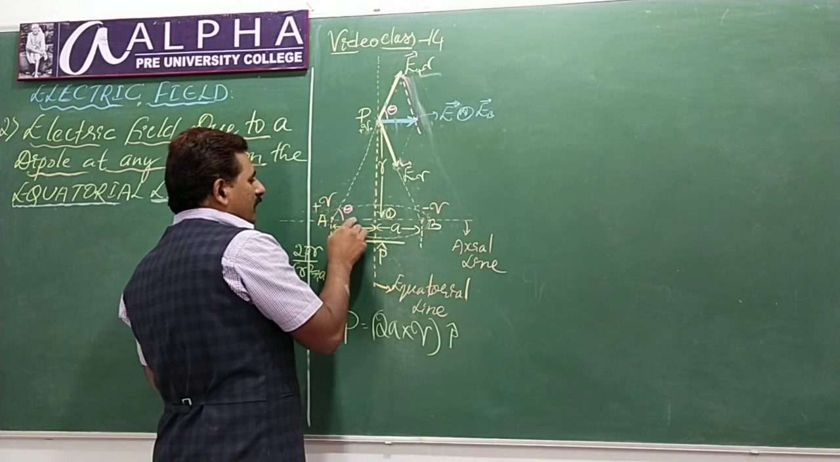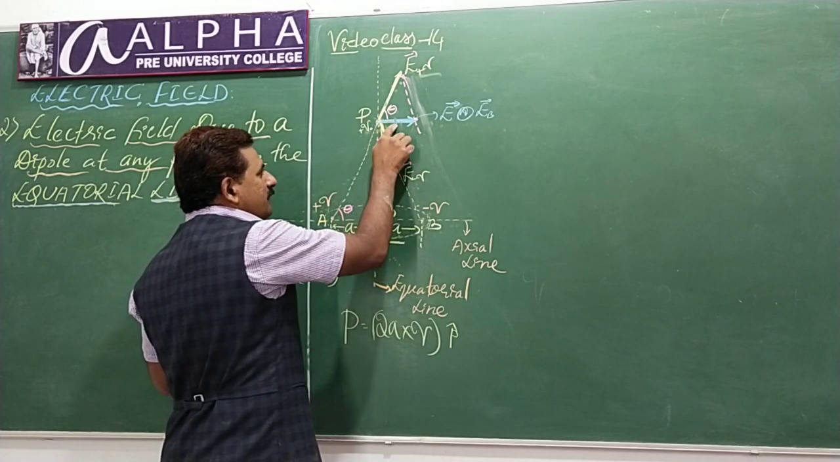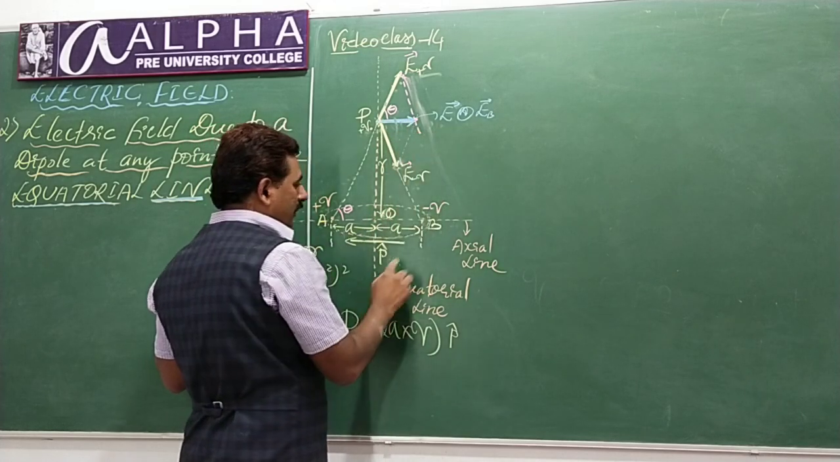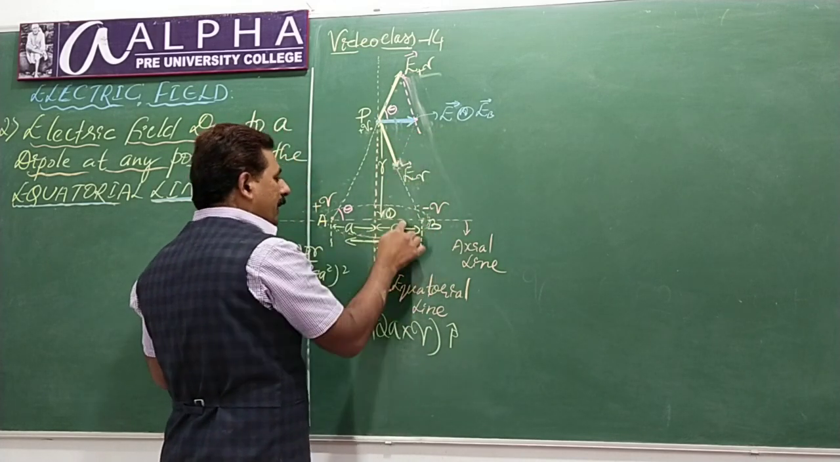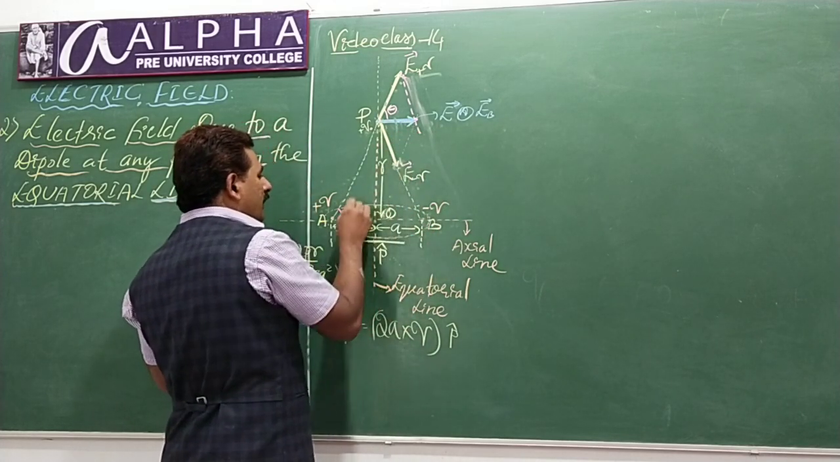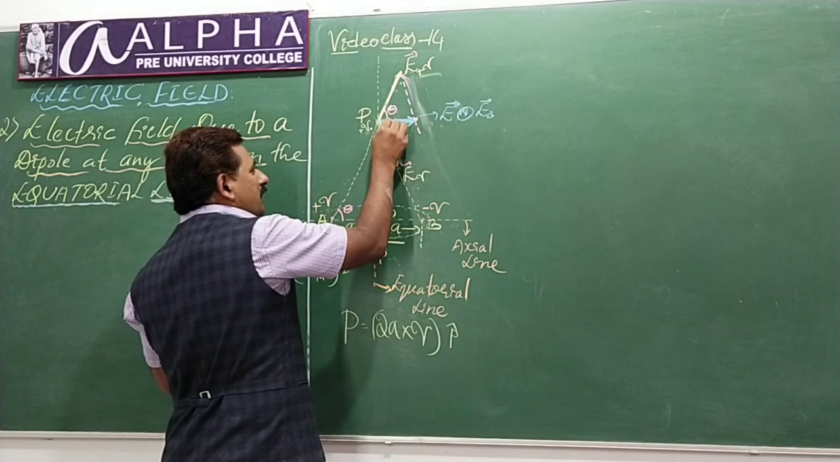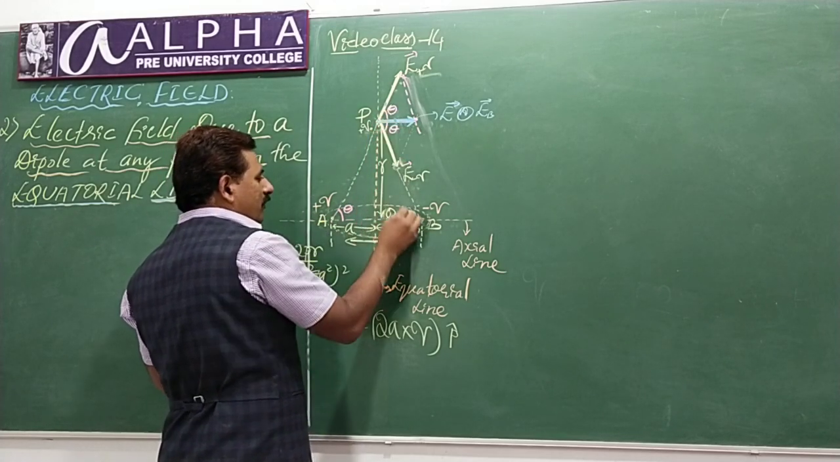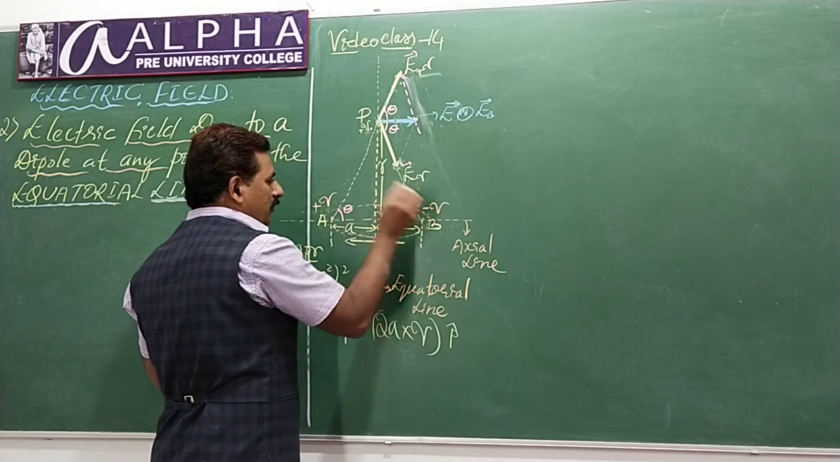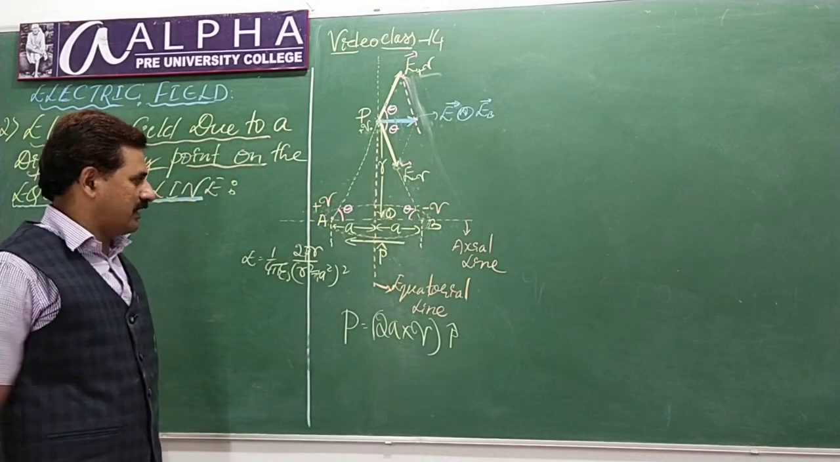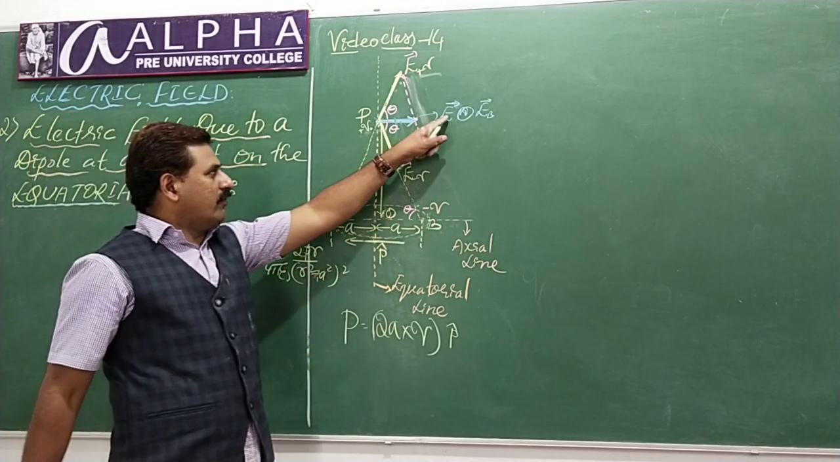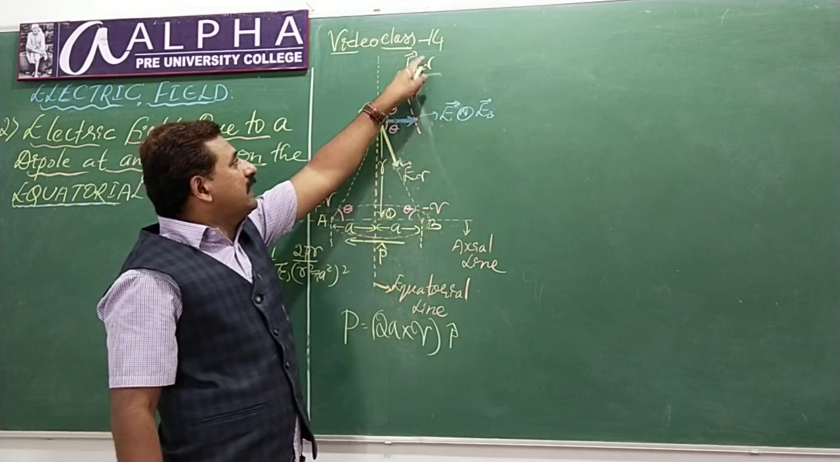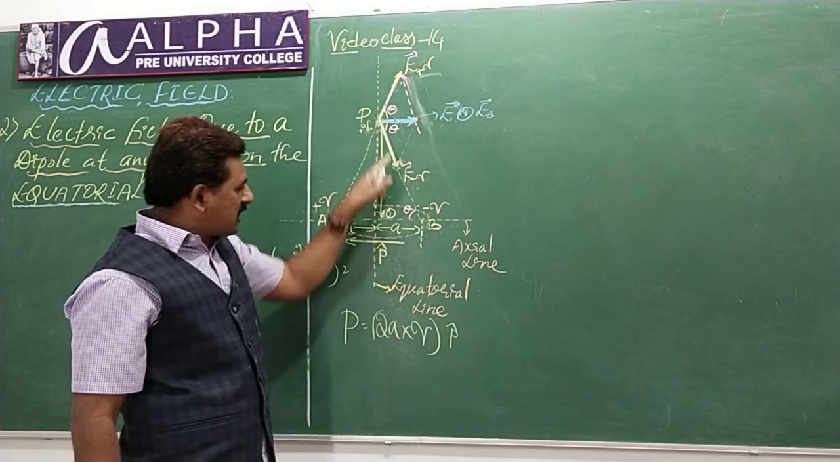That's why this and this means what? Resultant electric field. This is the axial line. Both are parallel. When these two are parallel, this angle will be equal to this angle, theta. So, very simple mathematical construction. So, the resultant electric field of E plus Q and E minus Q will be just along the axial line.